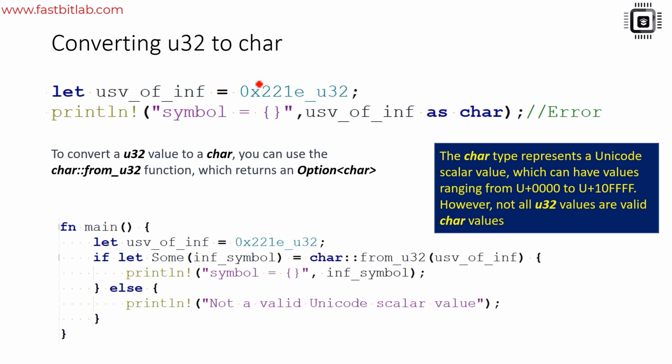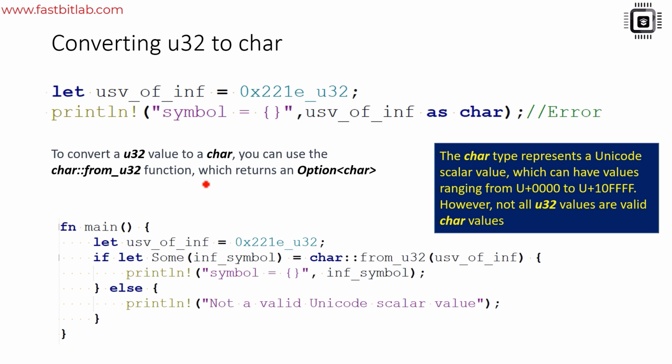So let's say you have this number as a u32 value 221E, and you cannot just use this syntax to convert a u32 value into a char. It's not possible. This code doesn't work. Why doesn't it work? The char type represents a Unicode scalar value, which can have values ranging from this to this. However, not all u32 values are valid char values. That's why Rust doesn't allow you to do something like this, because this could be an invalid value for which there may not be any character.